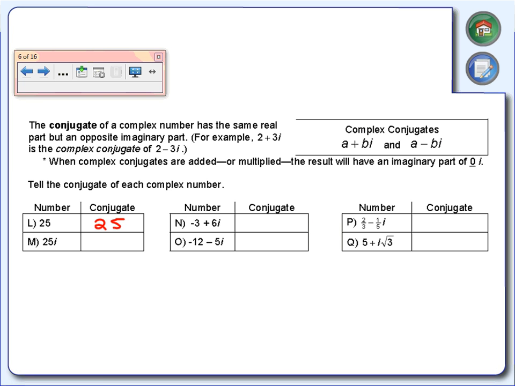Remember guys, right here it says the real part stays the same, but the imaginary part's going to be opposite. So that's the imaginary part. What's the opposite of 25i? Negative 25i.